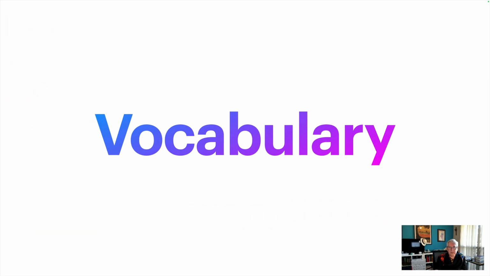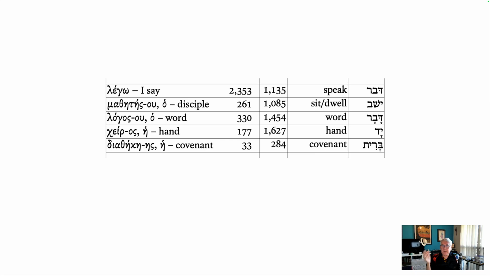So looking ahead in terms of the vocab this week, we have 5 Hebrew and 5 Greek words. So we have davar and yashav. Okay, I'll just bring up the transliterations. Davar, yashav, and then dabar, yad, and berit. So speak, sit or dwell, settle if you like, word, hand, covenant. Now notice the consonants for speak and the consonants for word are exactly the same. Alright?